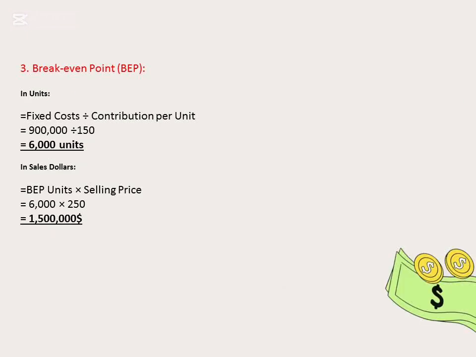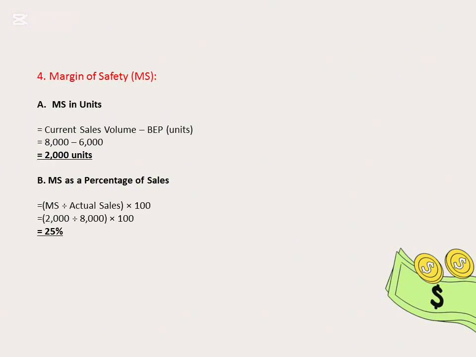Now let's find the break-even point. In units, the formula is fixed cost divided by contribution per unit. So $900,000 divided by $150 equals 6,000 units. In sales dollars, the formula is break-even point in units multiplied by selling price. So 6,000 units multiplied by $250 gives us $1,500,000.